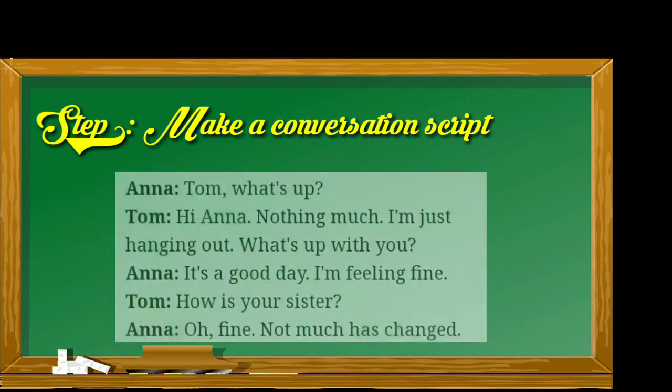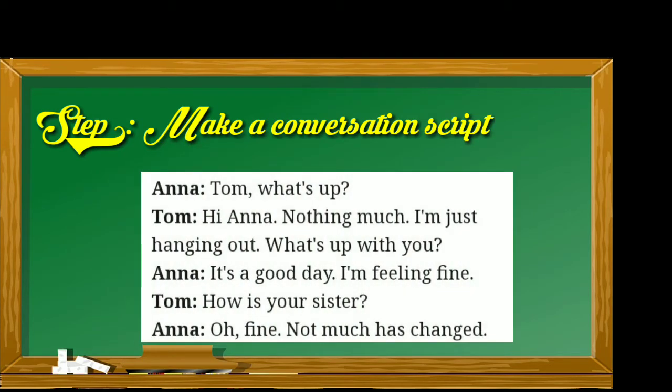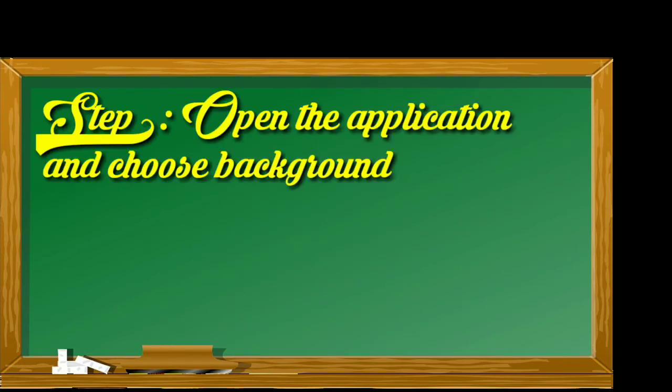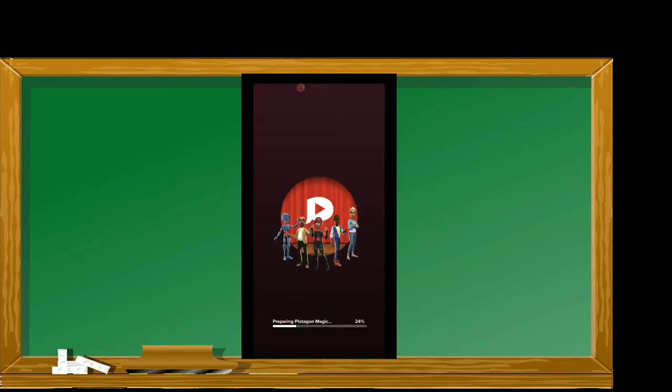First step, make a conversation script. Next, install Plotagon Story application on Play Store. After that, open the application and choose background. Open Plotagon application. Wait until the process is complete.